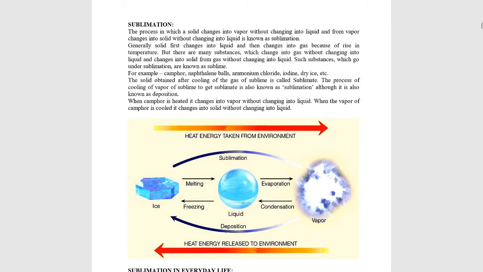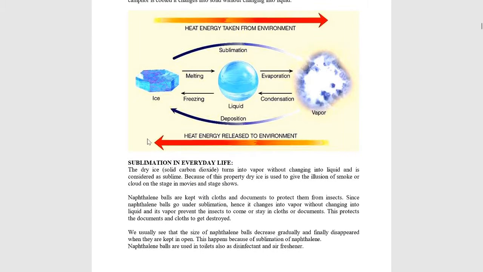When the vapor of the camphor is cooled, it changes into solid without changing into liquid. This is the example of camphor. Now see the solid form of carbon dioxide, which is called dry ice. It turns into vapor without changing into liquid and is considered a sublime. Because of this property, dry ice is used to give the illusion of smoke or cloud on the stage in movies and stage shows. We see in movies the white fog coming. That is nothing but the solid form of carbon dioxide, known as dry ice.